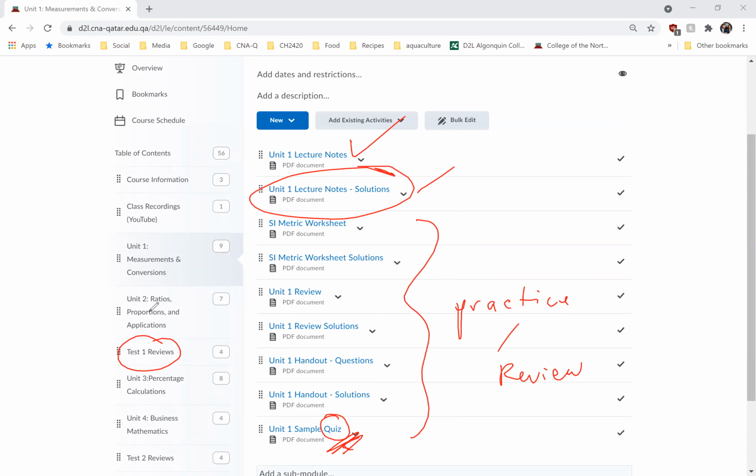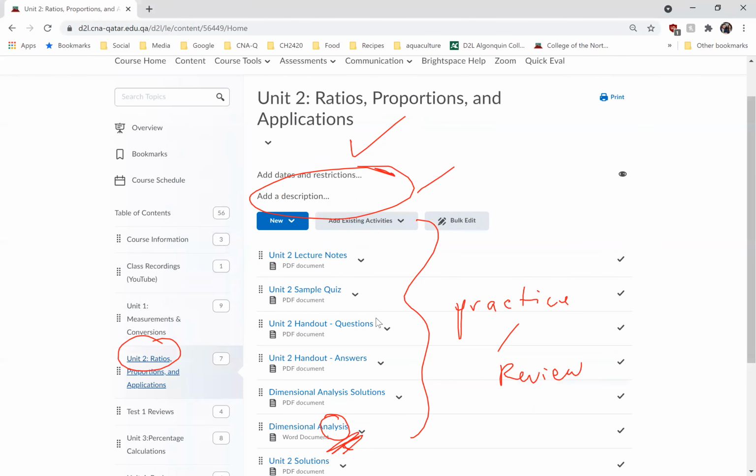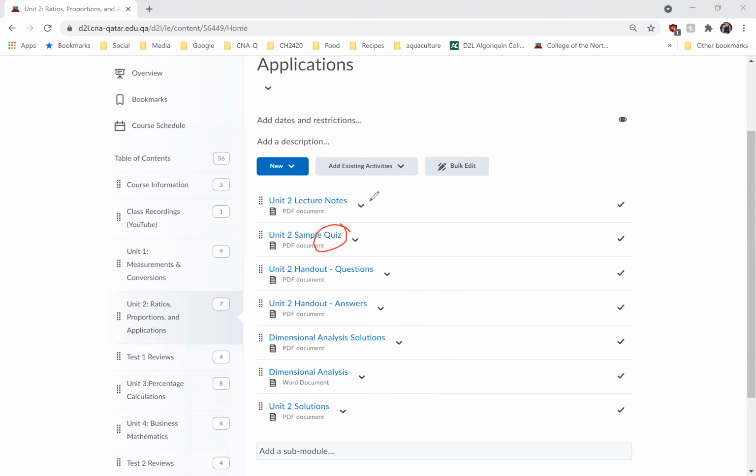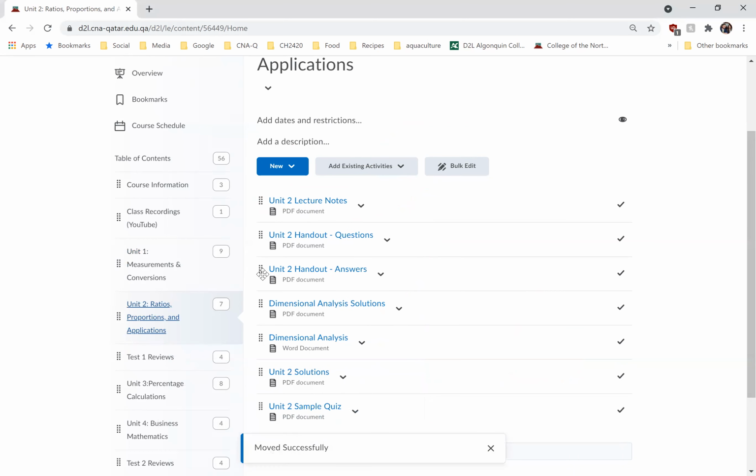There will also be a unit 2 sample quiz, which you can see here. Let me clear my drawings. Unit 2 handout answers are here. Let me move that up. Let's organize this. Let's put the quiz on the bottom. Let's put my unit 2 solutions up top. There we go. All right, let's check out your lecture notes.